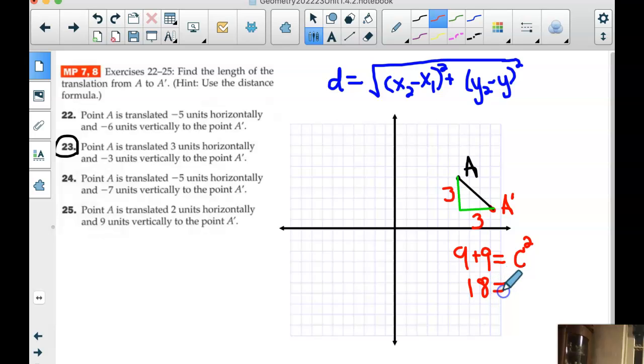All right, c squared. We can write the square root of 18, but I can break 18 up. This you should remember from algebra. 18 is 9 times 2. The square root of 9 is 3. So I'm going to pull out the 3, and here the answer is 3 radical 2.